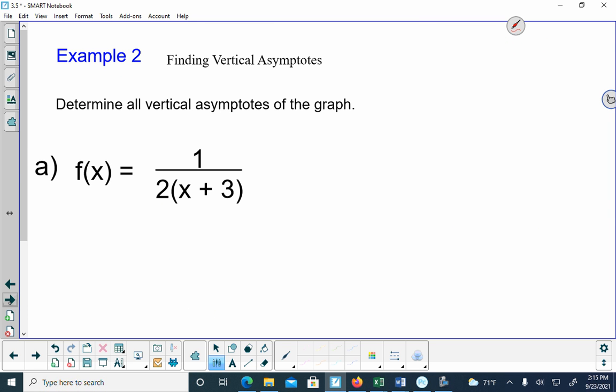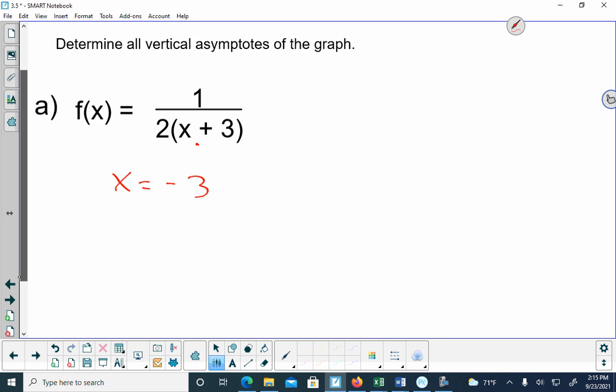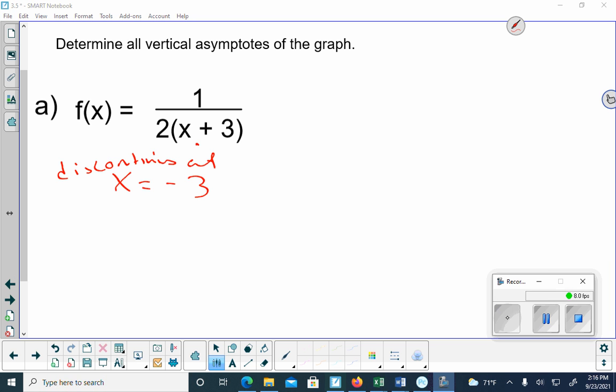Okay, so this one: determine all vertical asymptotes of the graph. That's not hard, is it? I don't even want to graph it. When is this function discontinuous? That 2 is just there to throw you off. So this is discontinuous. The 2 is just there. It's okay. You have to do that on a test, right?